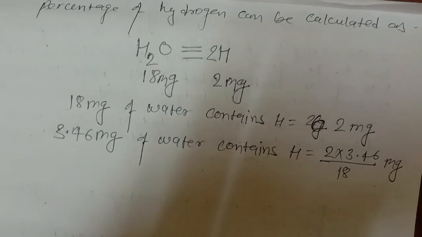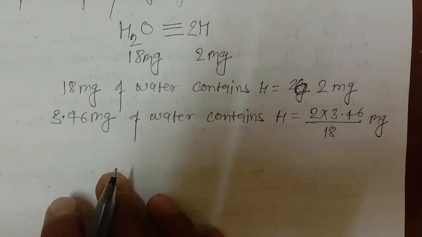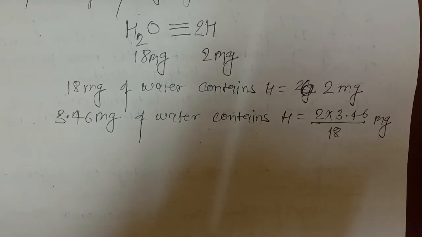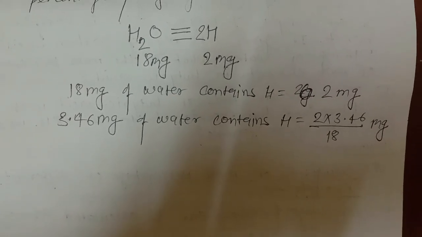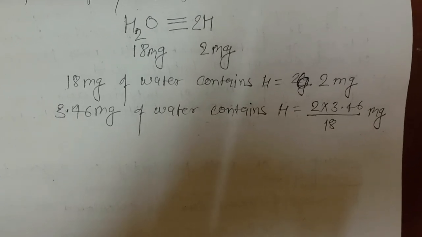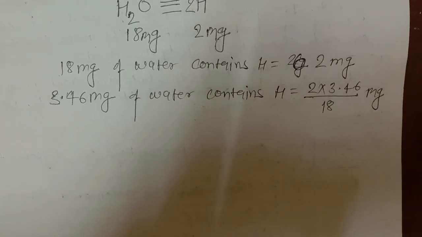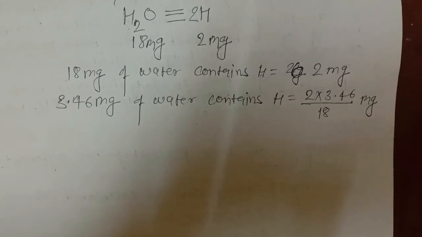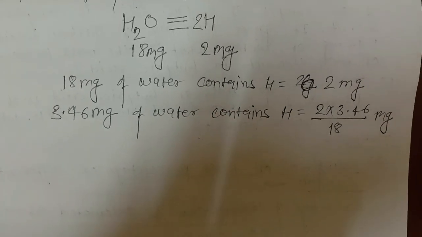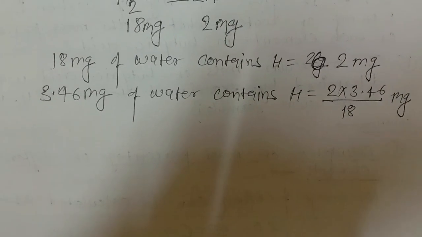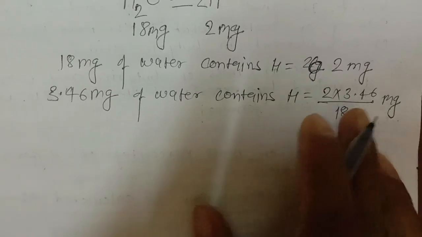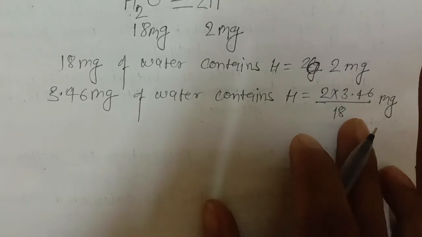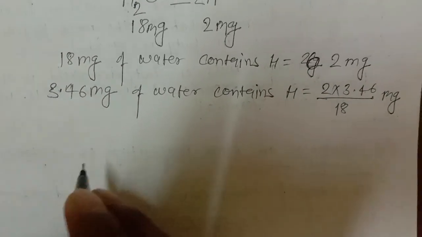Why are we converting everything into milligram? Because in the question they say that when 4.24 milligram of butyric acid is burnt, it produces 8.45 milligram of carbon dioxide and 3.46 milligram of water. So we will find the amount of hydrogen and carbon. We already found 2 into 3.46 divided by 18. This is the mass of the hydrogen. Now we will calculate the percentage of hydrogen.